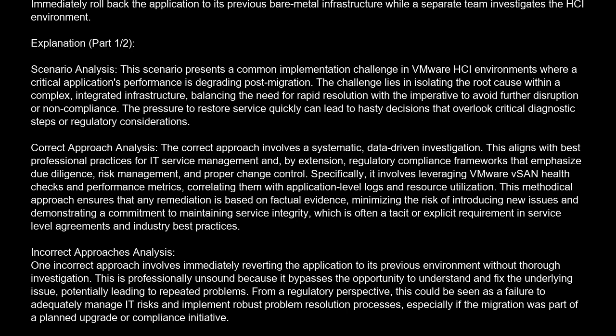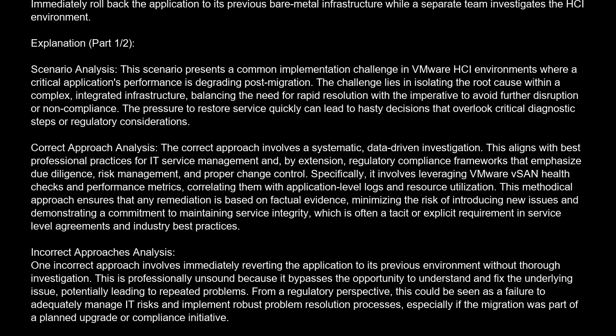Correct approach analysis. The correct approach involves a systematic, data-driven investigation. This aligns with best professional practices for IT service management and, by extension, regulatory compliance frameworks that emphasize due diligence, risk management, and proper change control. Specifically, it involves leveraging VMware vSAN health checks and performance metrics, correlating them with application-level logs and resource utilization.